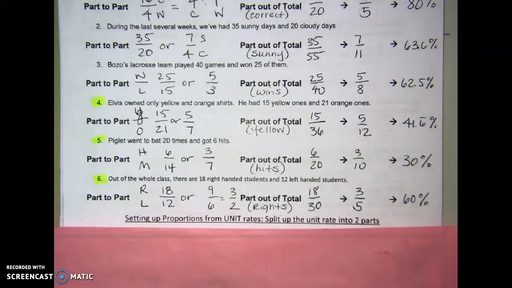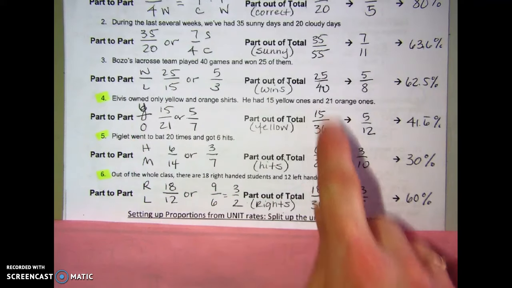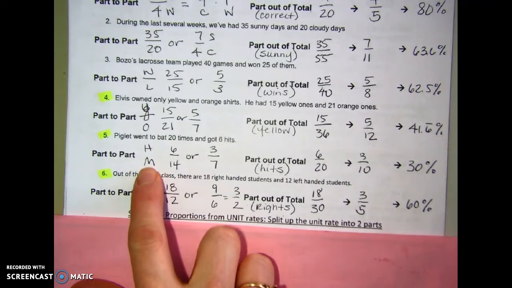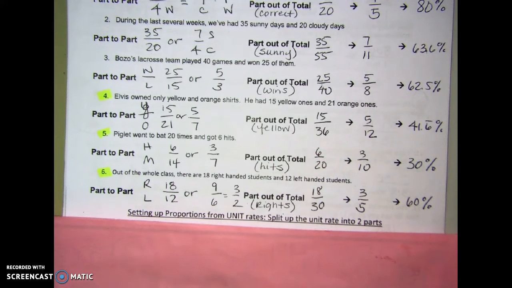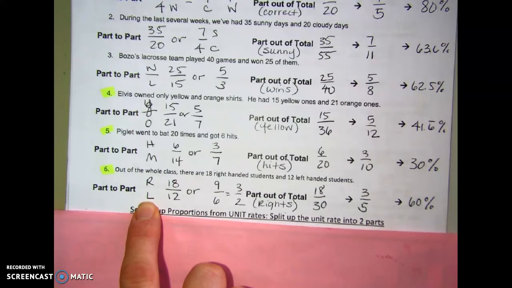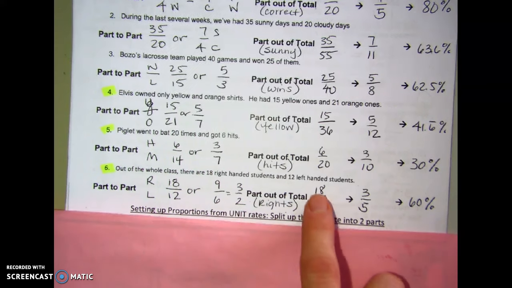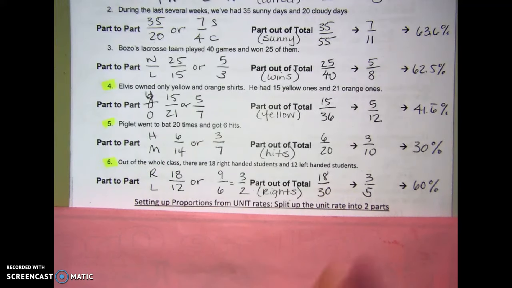Okay, there's the answers to 4, 5, and 6. So we are comparing yellow shirts to orange shirts, and then how many yellow out of the total. And the next one, how many hits to misses, and then how many hits out of the total. And then in number 6, how many right-handed to left-handed people. Simplify all of these ratios down. And then how many right-handed students out of the total. So take a second to check that, and then we'll move on to the next section.